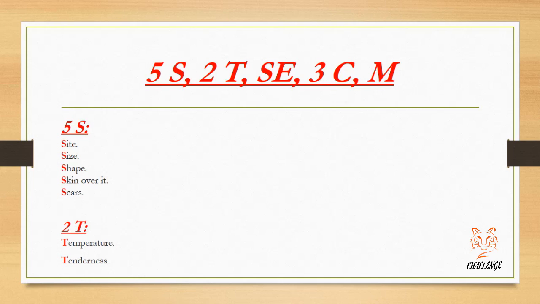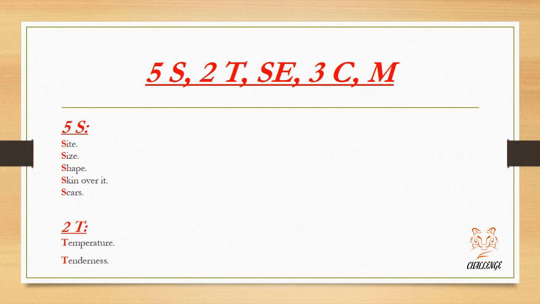This mnemonic actually stands for the following. The first part is 5S. So, the first S stands for site of the swelling. The second S stands for size of the swelling. The third S stands for the shape of the swelling. The fourth S stands for skin over the swelling. And the last S stands for the scar.